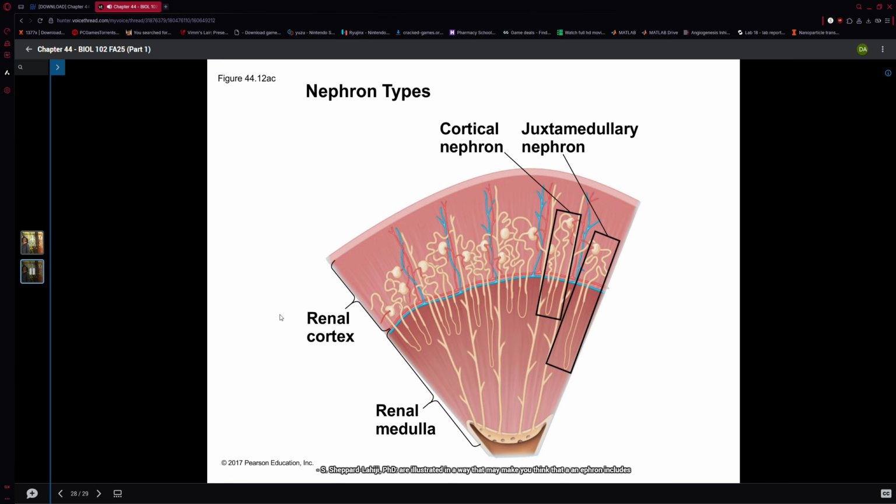And I just say this now because a lot of things are illustrated in a way that may make you think that A, a nephron includes the collecting duct, which it does not, and B, that a single nephron is going to feed into a single collecting duct. So when we say that there are millions of nephrons, we would be saying there are millions of collecting ducts, and that's also incorrect.